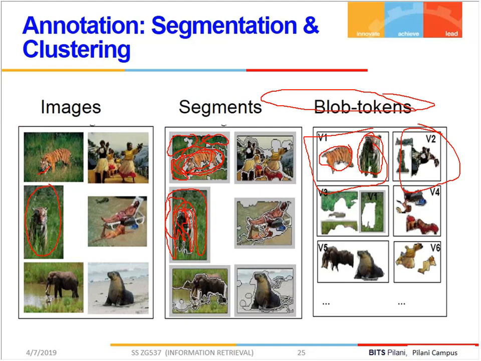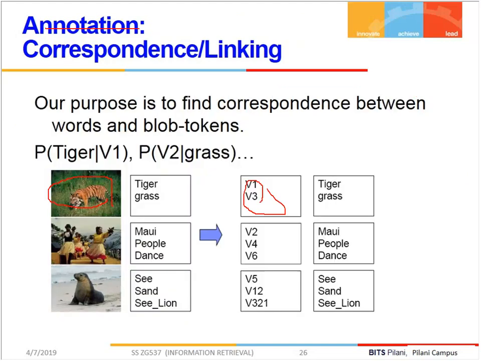Now once you have got the visual terms, you have to annotate them. Let us say I have this image, and this image has two visual terms, V1 and V3. Now I want to annotate what V1 belongs to and what V3 belongs to. Let us say I have two annotations, tiger and grass. Now I want to associate V1 with tiger or with grass. I want to know whether V1 is a tiger or grass. How to annotate this, we will study now.